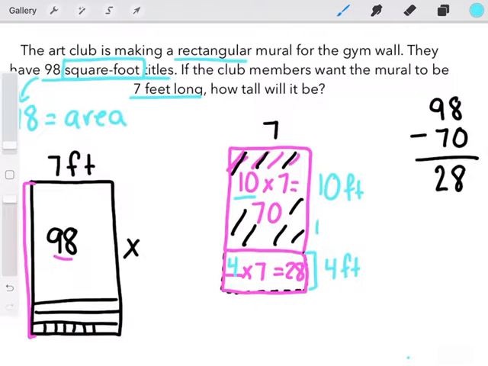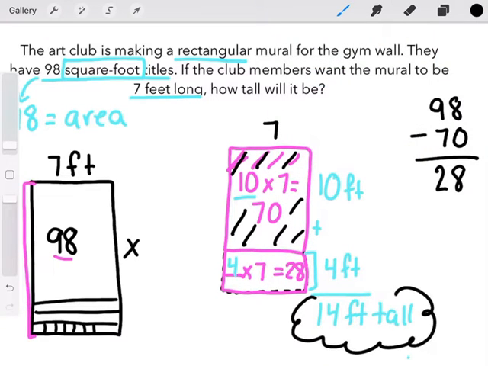feet tall. And then you would just add, and you would get 14 feet tall, which is the answer to this math message.